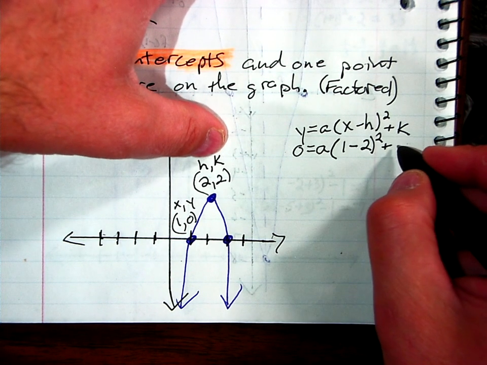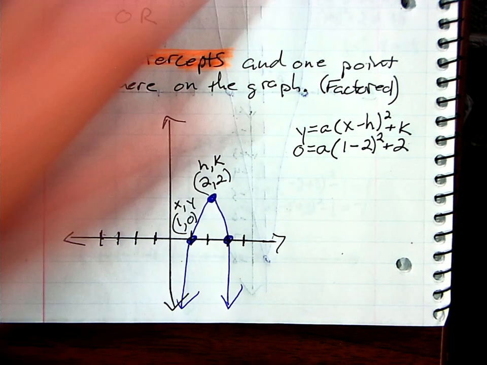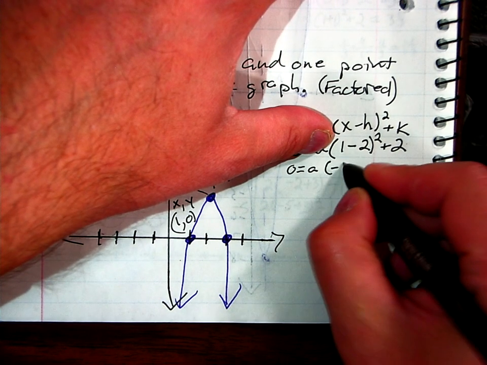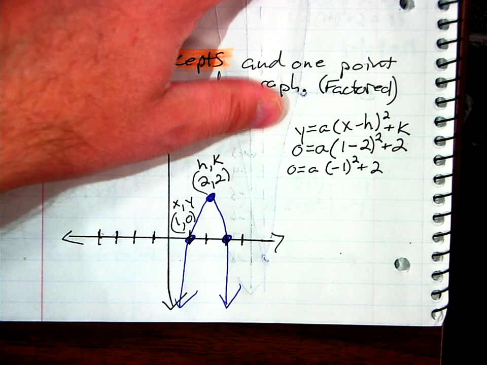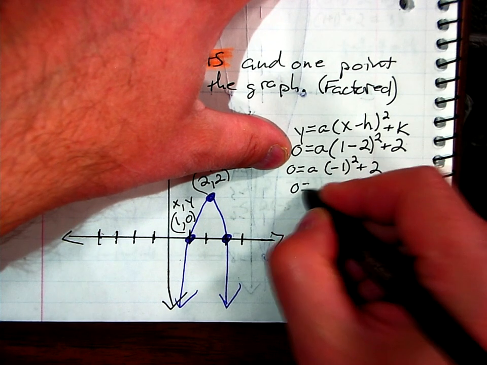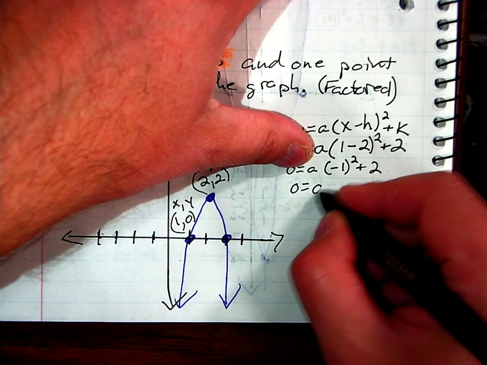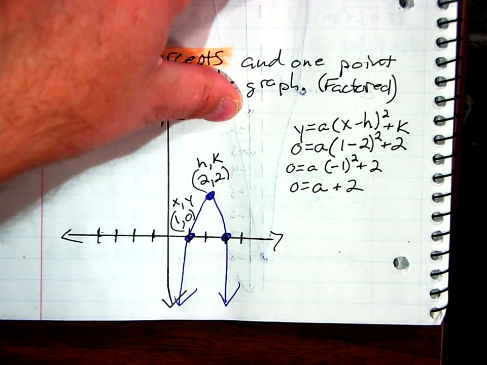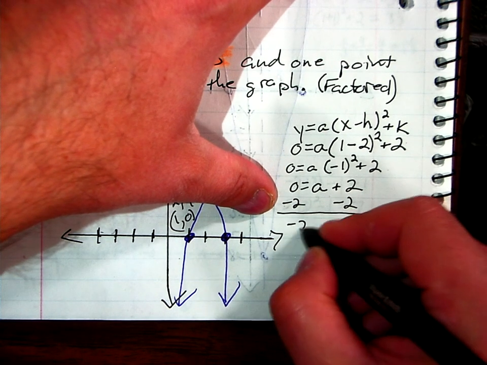All right, so we know our k value. Can we now solve for a? Yes, we probably can. So 0 equals a times (1 minus 2), what is 1 minus 2? Negative 1, squared, plus 2. Let's keep going. What is negative 1 squared? Do I need to write the 1? Because 1 times a is a. How do I get rid of a plus 2? See, we are smart.